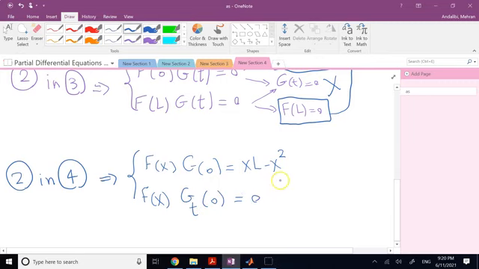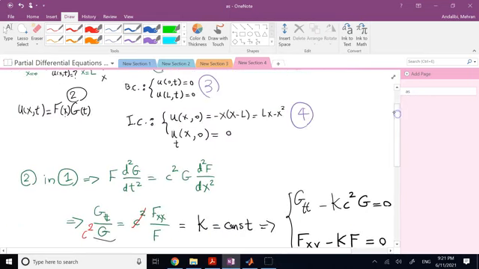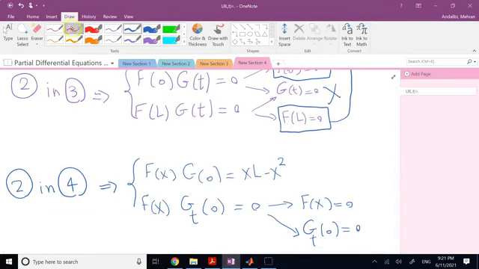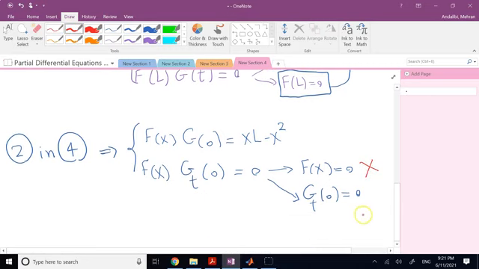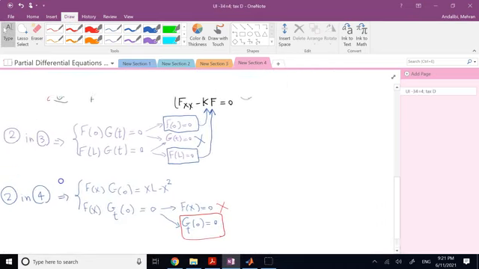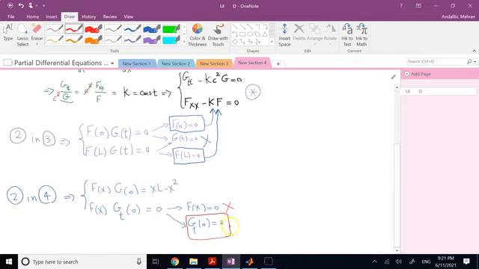Now from the bottom one, clearly you have two scenarios. Either f of x is 0 or g_t at time 0 is 0. Clearly, again, f of x, the whole function cannot be 0, because if you plug it back into 2, the whole solution is going to be 0, and that's a trivial solution. So that's not what we want. So definitely the derivative of the time function g with respect to time at time 0 should be 0. And this is definitely one of the conditions that you need for the first one, correct?